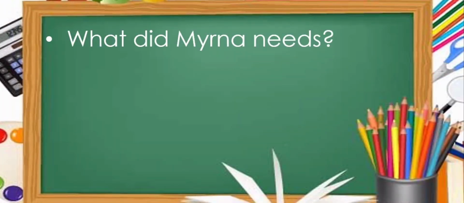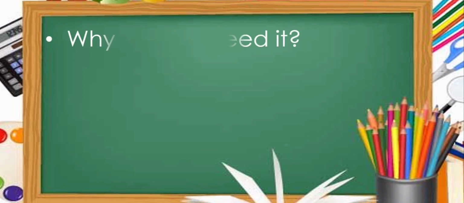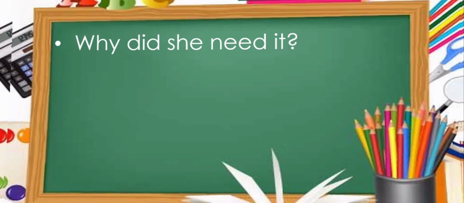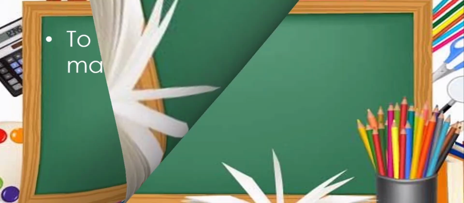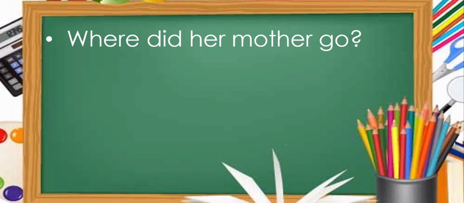What did Myrna need? Correct. She needs a map. Why did she need it? She needed it in answering her lesson in AP. To whom did she ask to buy the map? Yes, she asked her mother to buy a map for her because she can't go out due to the COVID-19 pandemic. She has to stay at home and study and do learning tasks alone with the guidance of her mother. Where did her mother go?